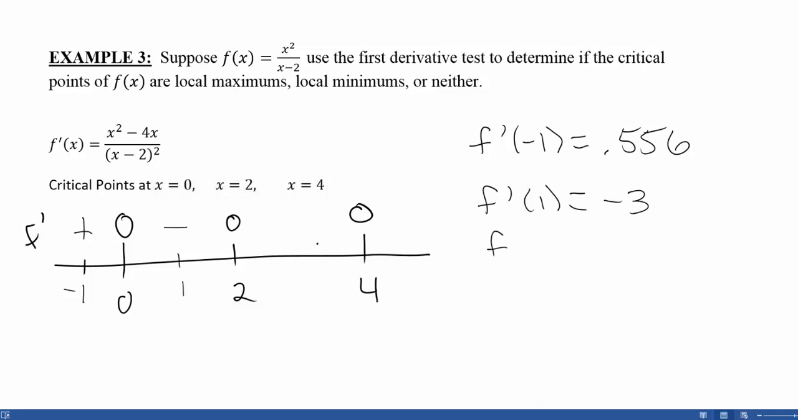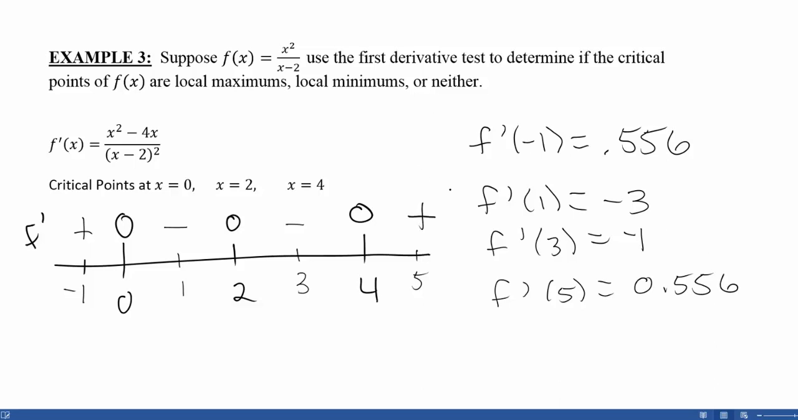So again, I know that everything between 0 and 2 is going to be negative when plugged into the first derivative. I'm going to plug in something between 2 and 4. So between 2 and 4 is 3. So if I plug in a 3, I'm going to get -1. So that's going to be negative. And then finally, I want to plug in something a little bit to the right of 4. So I'm going to plug in 5. So when I plug a 5 into the first derivative, I'm going to get 0.556 again. And again, I'm only concerned with whether it's positive or negative, not how big or small it is. So here I have something positive.